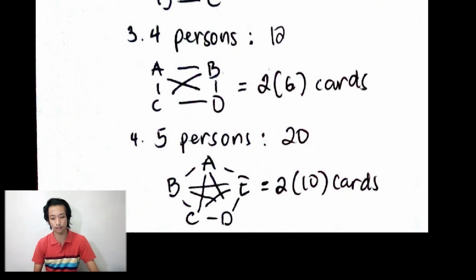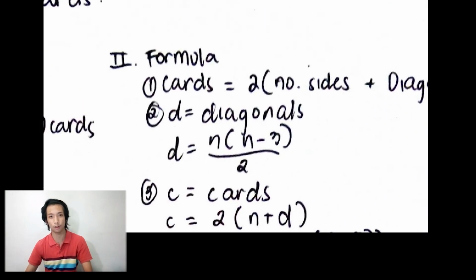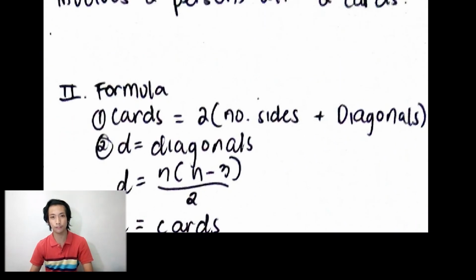Because of this pattern, I can say that the card exchange is represented by the lines of the polygon made up by the number of people. The lines of the polygon, which means its edges, and the diagonals that it can make. So we can create a formula that consists of the number of edges plus the number of diagonals in the polygon times 2 to calculate the cards exchanged. So cards is equal to 2 times the number of sides plus diagonals.